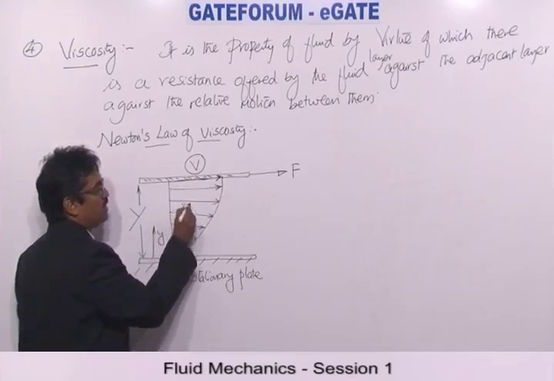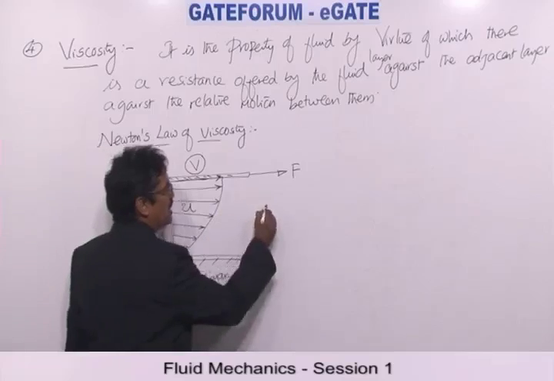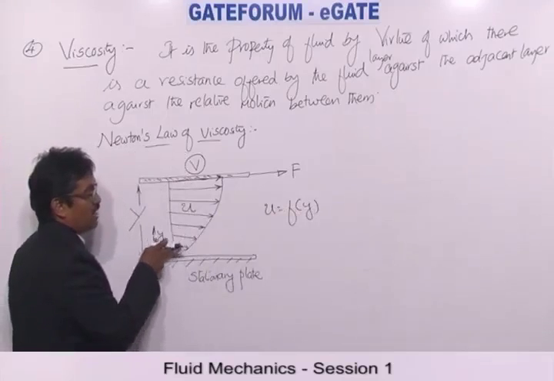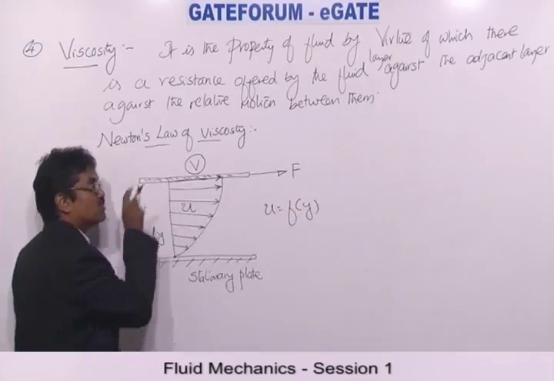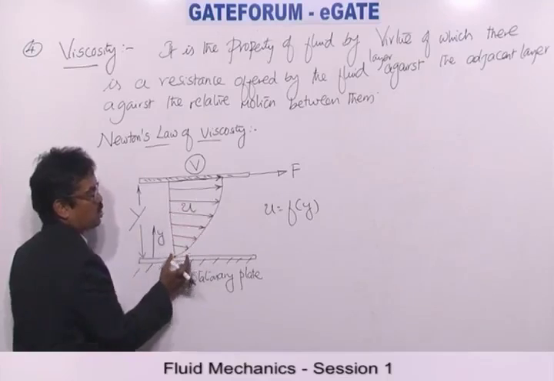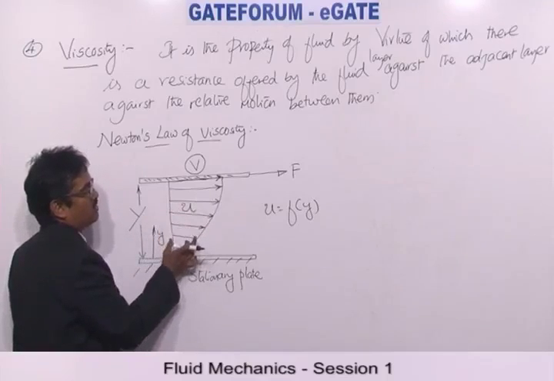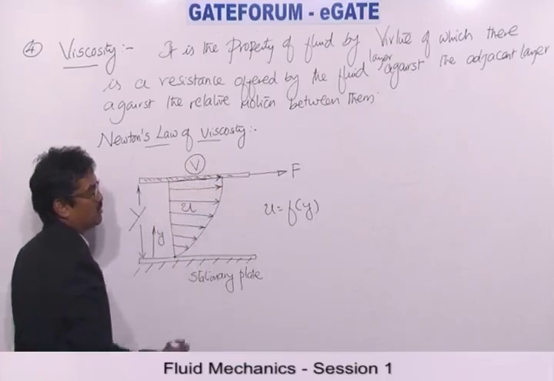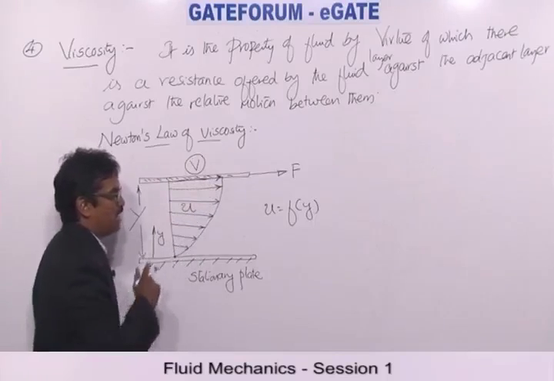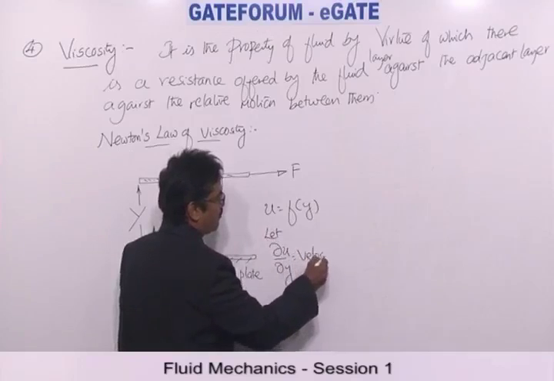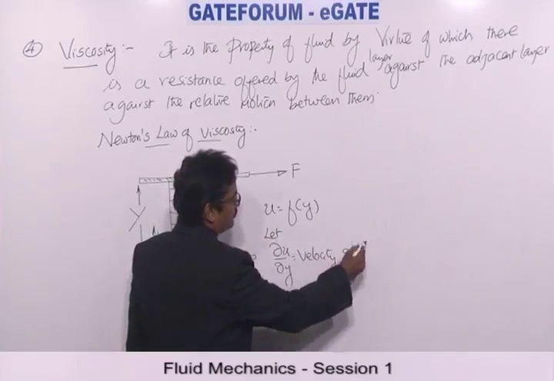So let u be the velocity at any height y. u is a function of y. Please notice in this figure that there are relative velocities between the fluid layers because of this viscous nature of the fluid. This layer has more velocity than this. This has more velocity than this. So in the direction of y, the velocity magnitude is increasing. The maximum velocity you see for the topmost layer is of magnitude capital V. That is, u is a function of y. There is a velocity gradient. Let dou u by dou y be the velocity gradient.